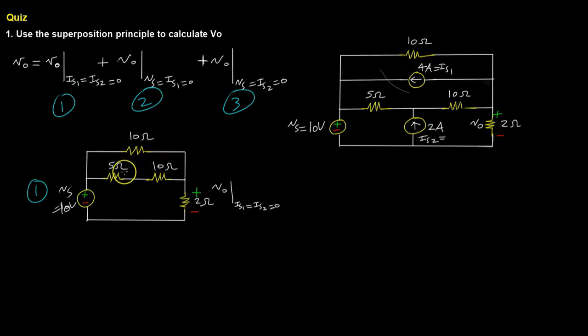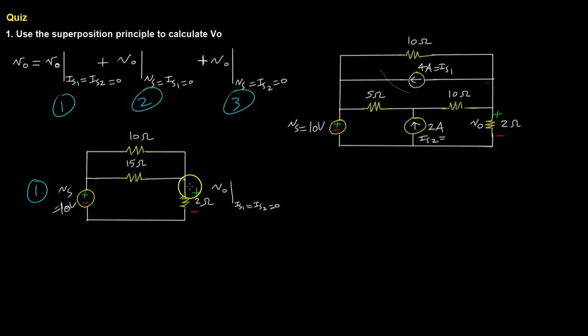Now I can combine in a single step and just make these 15 ohms by adding them because they're in series. Let me just go ahead and clean this up and call it 15. Okay, so now I'm going to go ahead and take the parallel combination of 10 and 15.